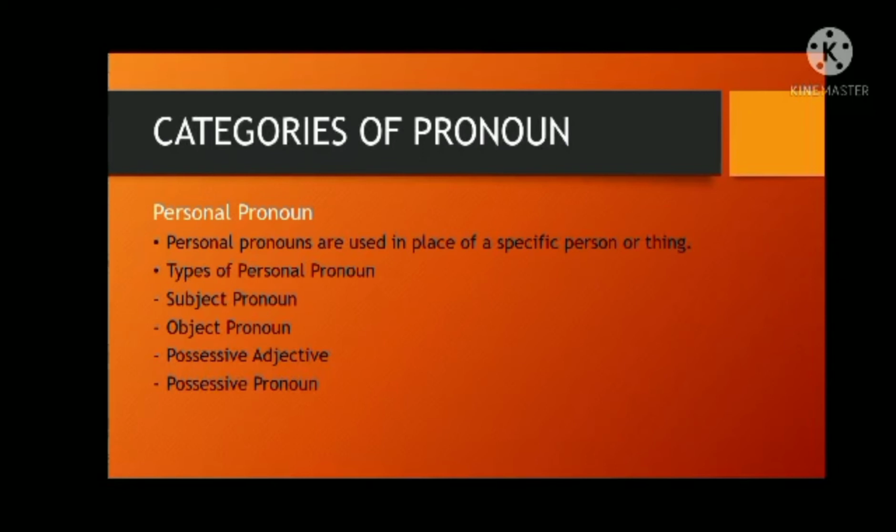There are different personal pronouns depending on whether we're referring to the subject or object in a sentence, grammatical person, gender, and the number of things or people in question. The 4 types of personal pronouns are subject pronoun, object pronoun, possessive adjective, and possessive pronoun. So let's proceed.